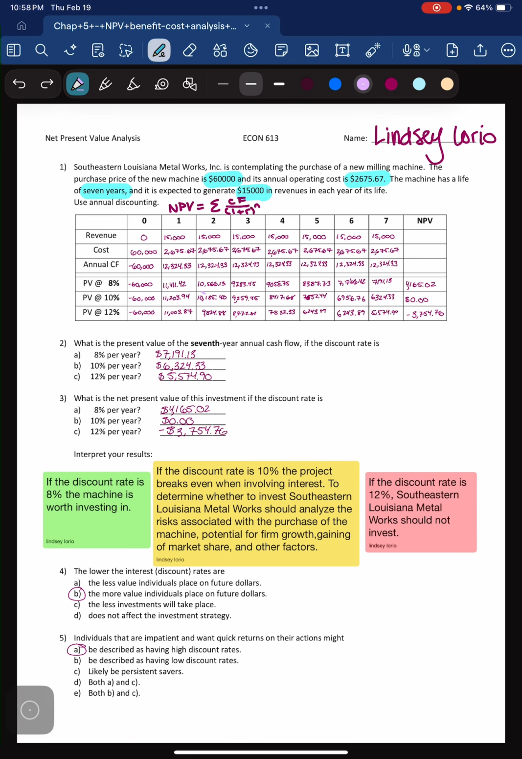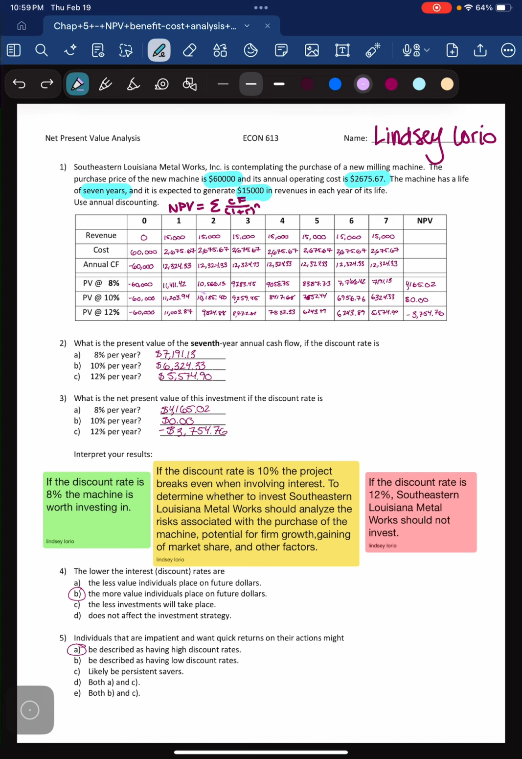And then the other easy one to answer is if the discount rate is 12%, Southeastern Louisiana Metal Works should not invest in it. They would be losing money if the discount rate is 12%. They would still, if we don't account for interest, be making money. But that's not what financial investors really look into, because they have to calculate the risk of investing the money in the first place, and that 12% incorporates a lot of that. So they would be losing money in opportunity cost and risk and the cost of capital.